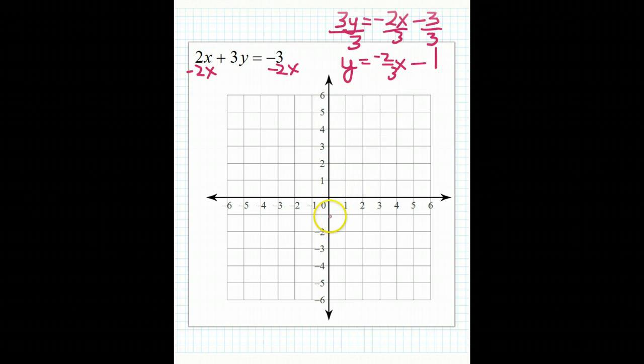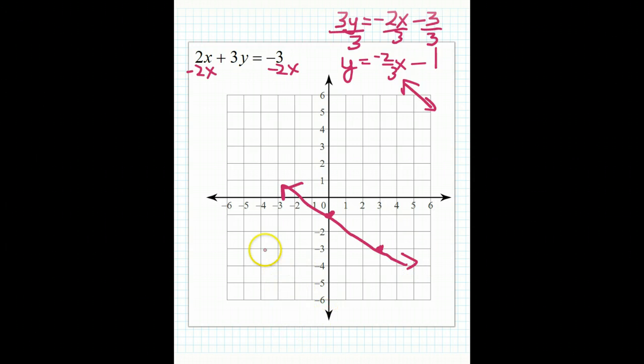So I start off at negative 1. And I've got to go down 2, 1, 2. And remember, I have a negative slope, so it should be something like that. So I go down 2 and over 1, 2, 3. And then there's my second point. And then I just, wow, I really missed it that time. Let's try it this way. And there's my line, as clean as I can get it anyway.